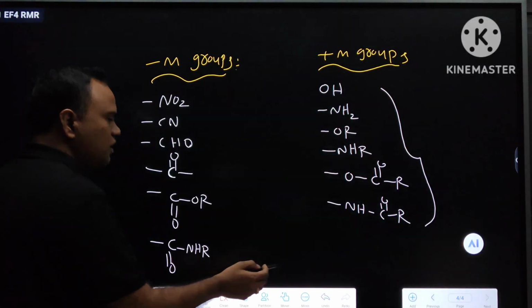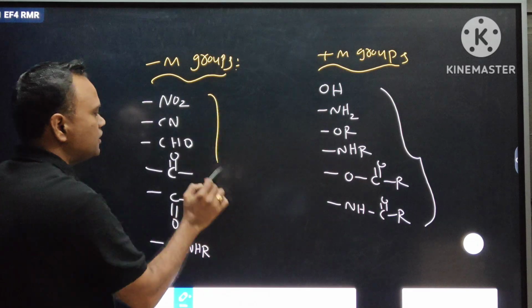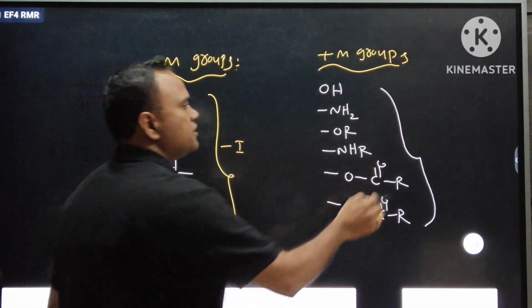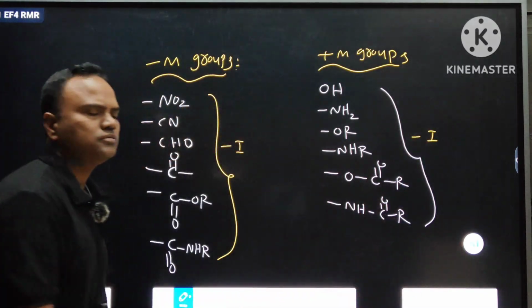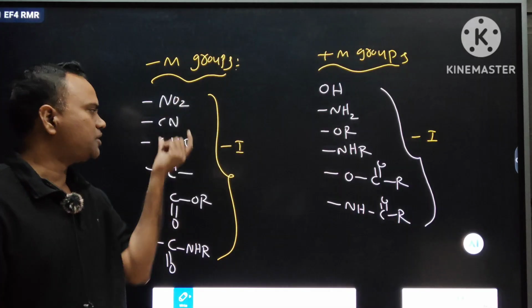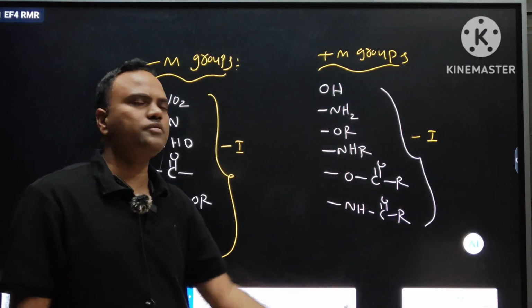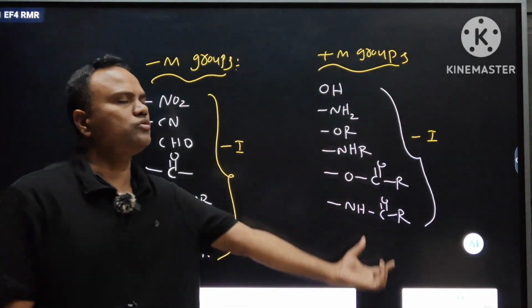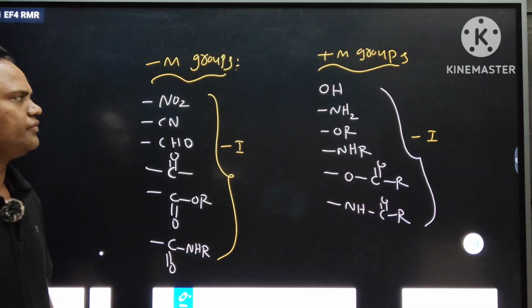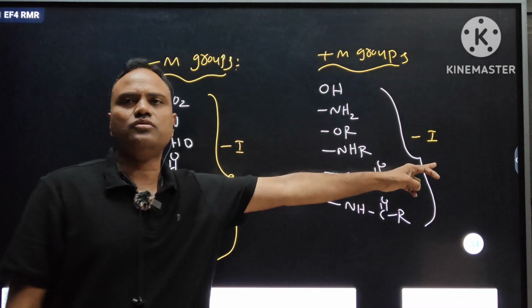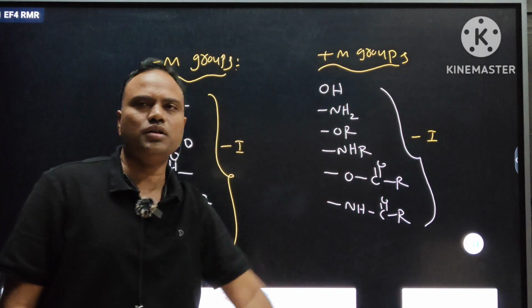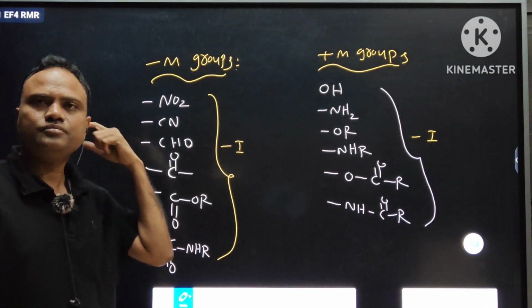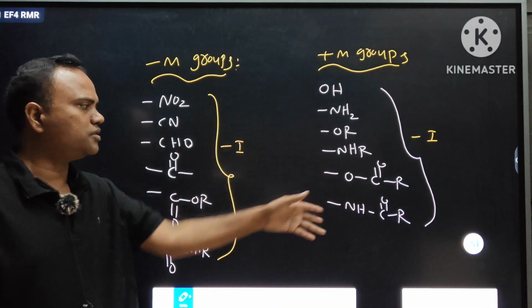And one important point: every minus M and every plus M group also has a minus I effect. Minus I exceptional cases are there, leave them. Minus I is present for all these groups, including their original effect, minus M or plus M. So if I ask you what is the effect shown by OH, plus M, minus I. What is the effect shown by NH2? Plus M, minus I. That is also an important question. What is the effect shown by NO2? Minus M, minus I. Minus I is common for these groups.